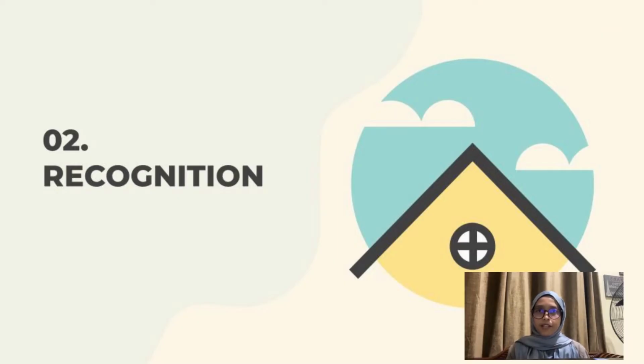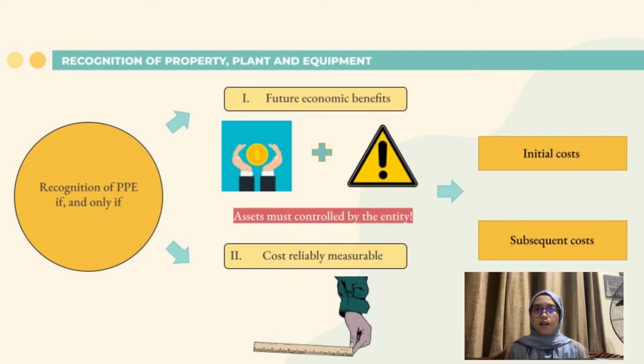Recognition of property, plant and equipment. The cost of an item of property, plant and equipment shall be recognized as an asset if and only if it is probable that the future benefits associated with the item will flow to the entity, and it means that the enterprise will receive rewards from the use of an asset, and on the other hand, it also will carry risk associated with the asset, for example, repairs.